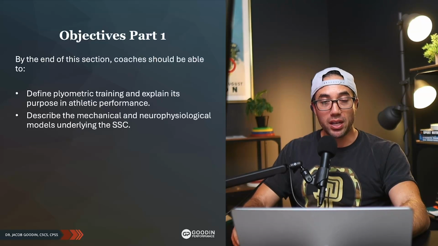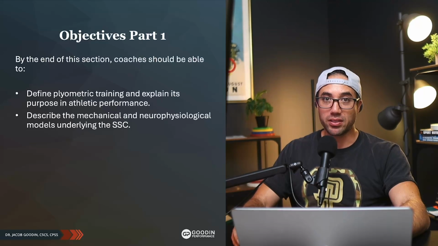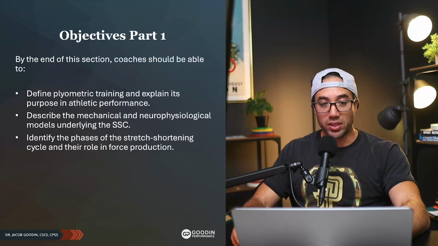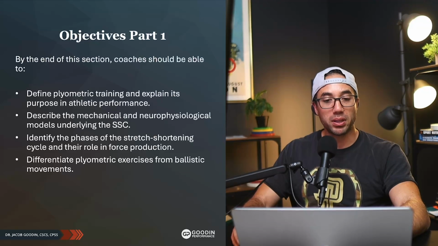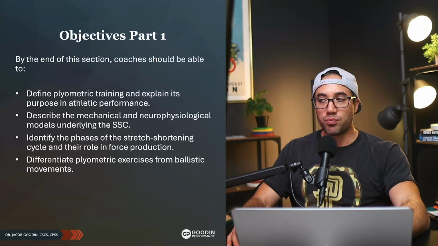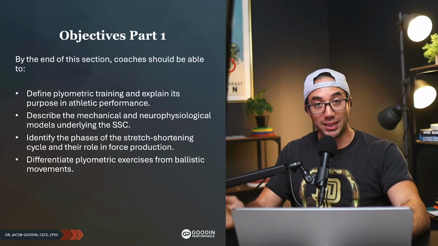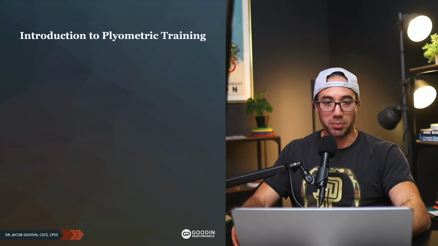Describe the mechanical and neurophysiological models underlying the stretch shortening cycle. That one is huge. That's a very important one that will absolutely be on the exam, and it's one of the harder concepts. Identify the phases of the stretch shortening cycle and their role in force production, and differentiate plyometric exercises from ballistic movements. That's a common misnomer that sometimes I also fall prey to as well, calling something that's merely ballistic plyometric, when in fact it's distinct and they're separate. We'll talk about that.